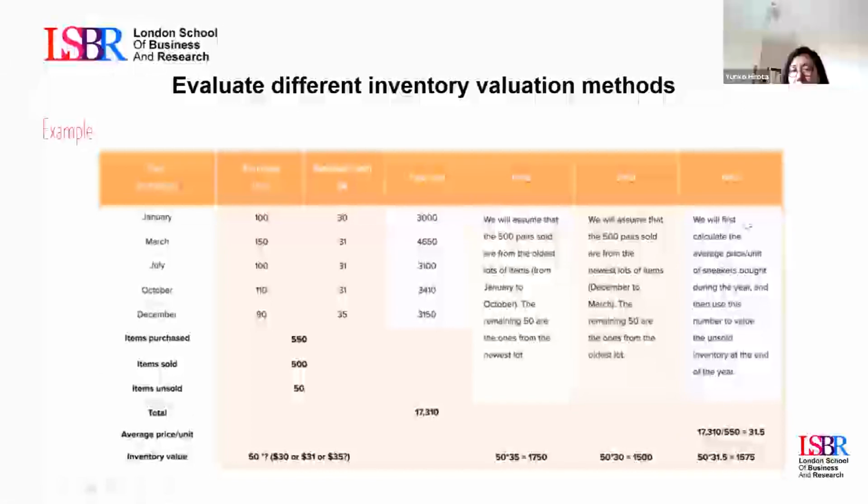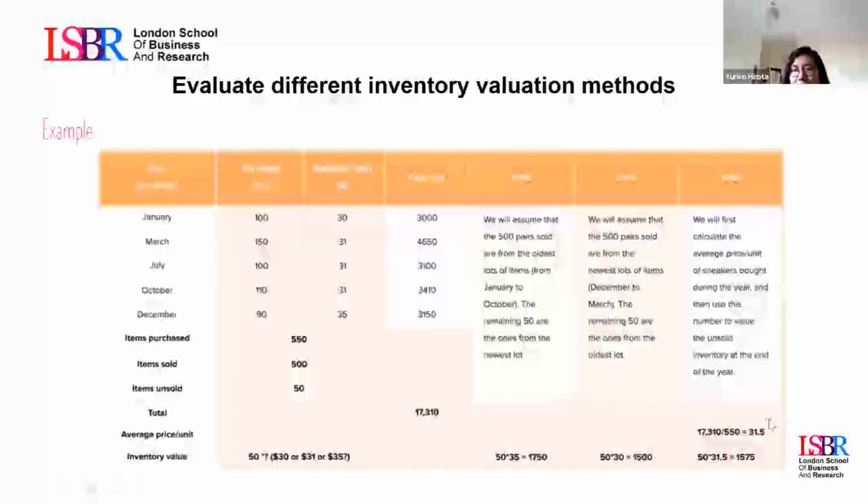And what happens if we decide to use the average cost? It means that we need to divide our 50 pairs of shoes by the number of items that we have purchased, and we will have a cost that is 31.5. So all the time, in the case of average cost, the cost will remain the same, and the cost will never change.